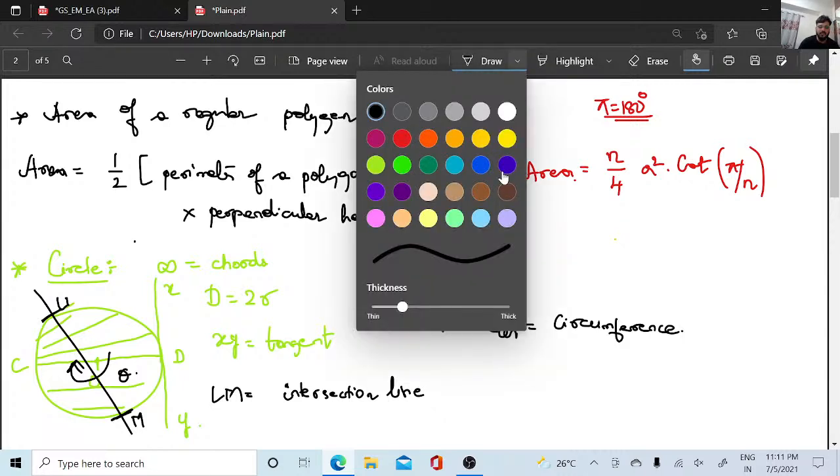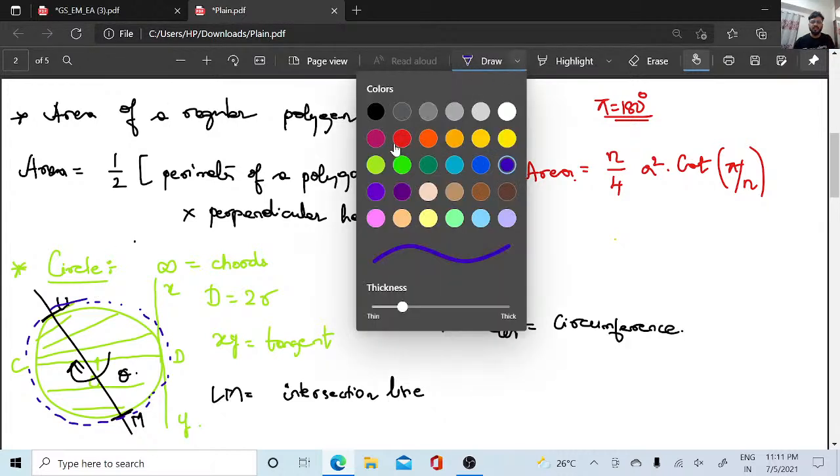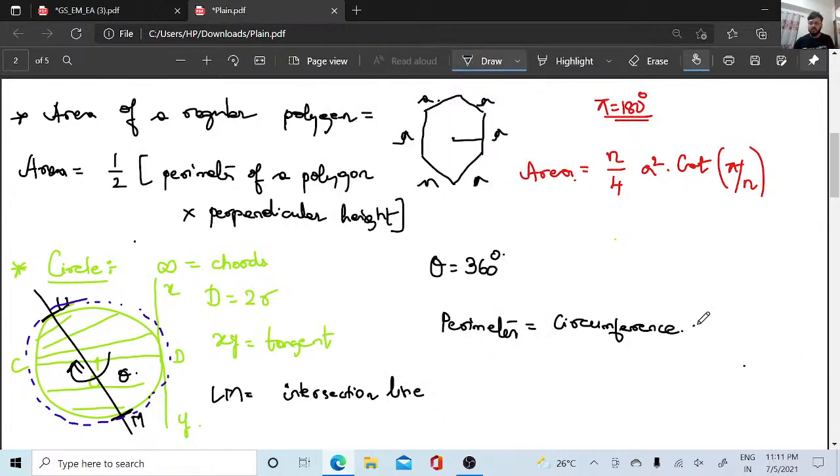Let me show you the circumference in dotted lines. Yes or no? These dotted lines, the circle making an impression, the circle making an area. This is called the circumference, which is nothing but 2 pi r, where pi is 22 by 7. So this is going to be 2 pi r. So that is what it is.